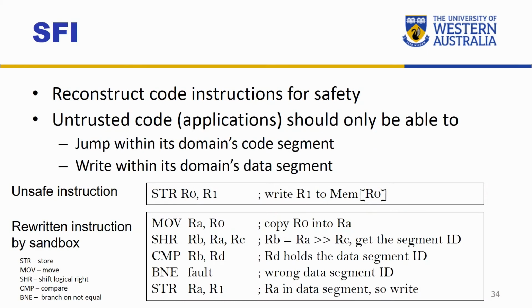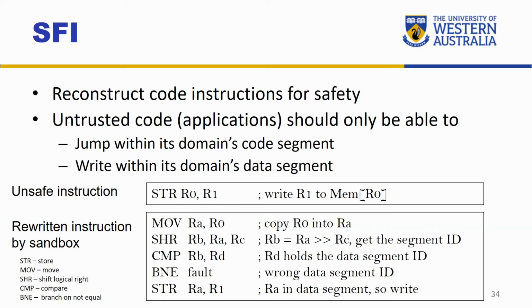So here's a brief example of adding the guards. Firstly, we're going to reconstruct the code instructions for safety. So there is various untrusted code that could be identified, which should only be able to jump within its domain's code segment and write within its domain's data segment. So if the code has some commands that try to jump outside, then maybe it's trying to corrupt some other memory spaces, as well as trying to write outside the data segment, which means it's trying to write some malicious stuff outside the boundaries of its application.